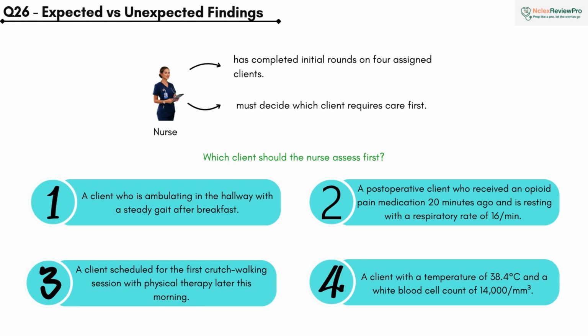Option 1. A client who is ambulating in the hallway with a steady gait after breakfast. Option 2. A post-operative client who received an opioid pain medication 20 minutes ago and is resting with a respiratory rate of 16 per minute. Option 3. A client scheduled for the first crutch walking session with physical therapy later this morning. Option 4. A client with a temperature of 38.4 degrees Celsius and a white blood cell count of 14,000. Take a moment and think about your answer.